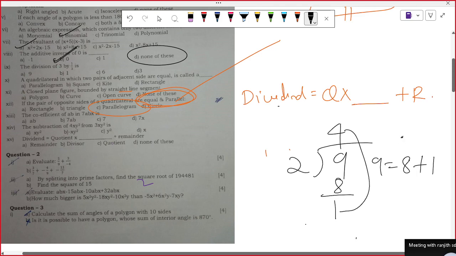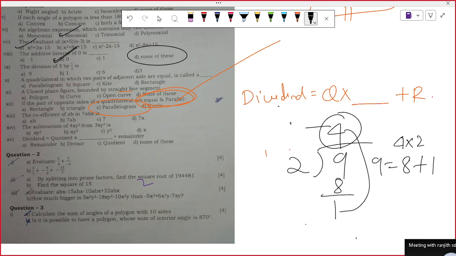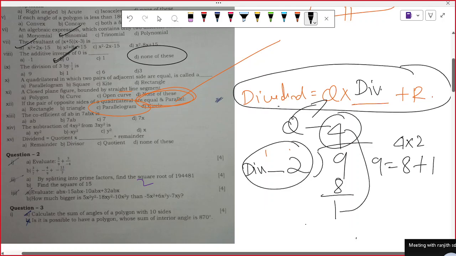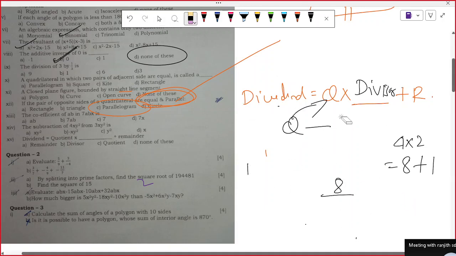What did we add? 4 into 2. What is 4 here? Quotient. And what is 2? Divisor. So what's the answer for dividend? Quotient into divisor plus remainder. This is in the first chapter, right? There's a direct formula in algebraic expressions. Okay, skip this, there's one line of formula given. Try the second main.